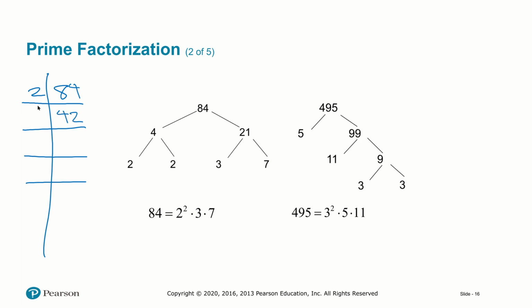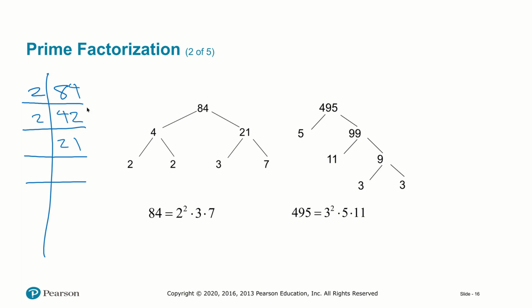Remember, we're going to reserve the left side for only prime divisors, right? So now we repeat the process with 42. So ask the same question. What's the smallest prime number that goes into 42? Well, I think you know, since it's even, again, it's going to be 2. So go ahead and divide. 42 divided by 2 gives you 21, right? And ask the same question again.